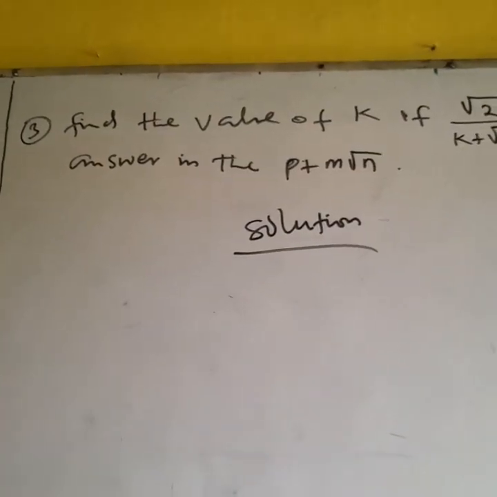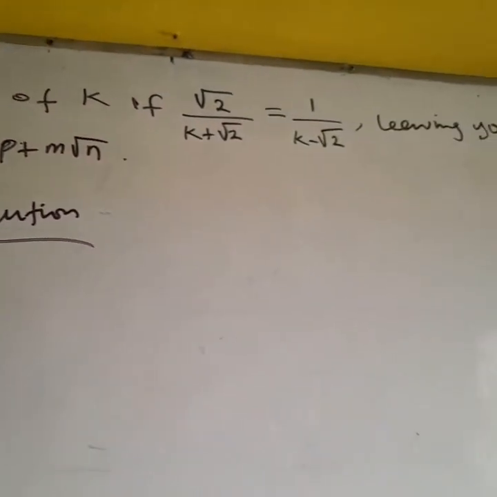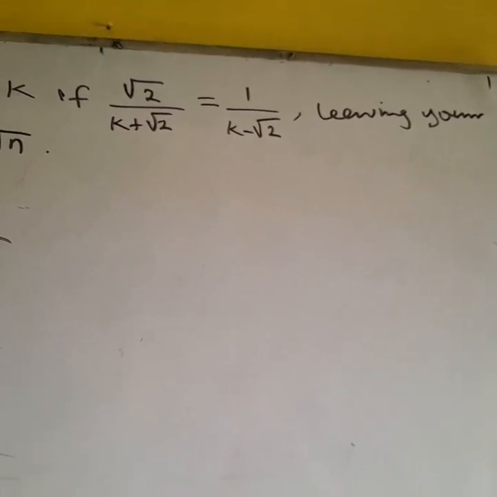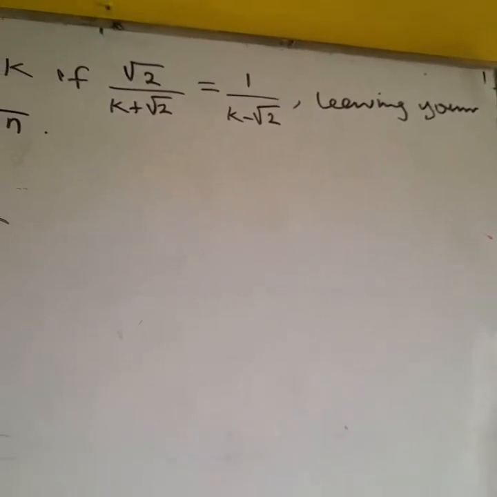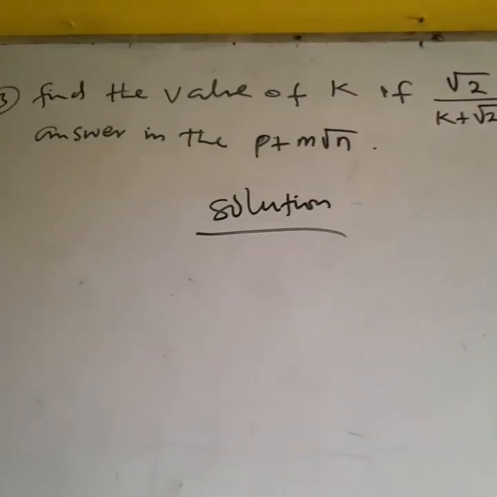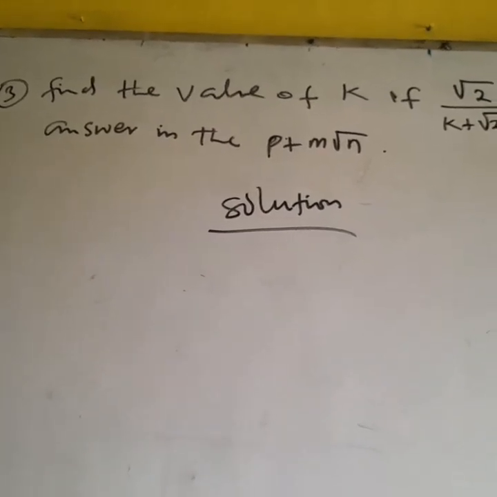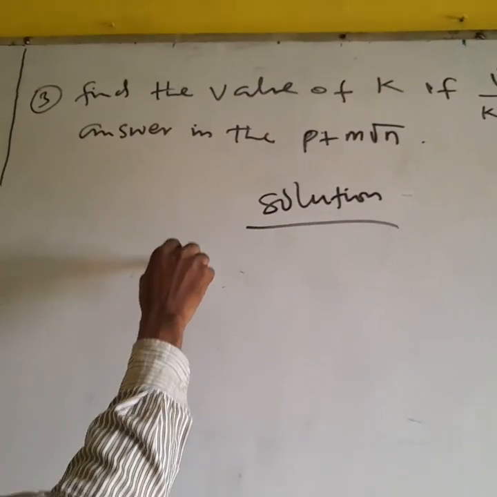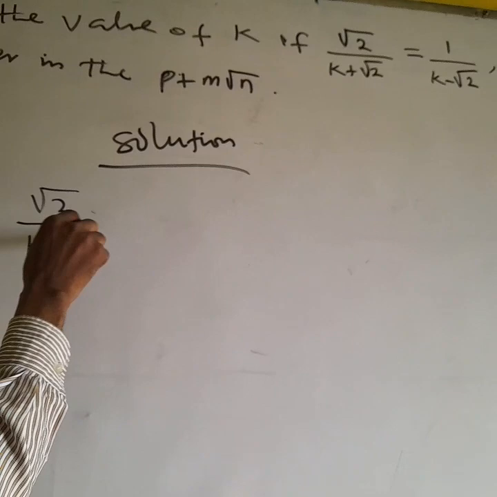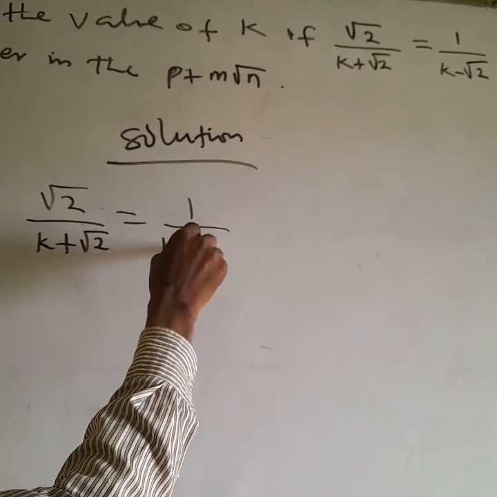Okay, we are going to continue with question number 3. The question number 3 says find the value of k if root 2 divided by k plus root 2 equal to 1 divided by k minus root 2, leaving your answer in the form p plus m root n. Now let's solve together.